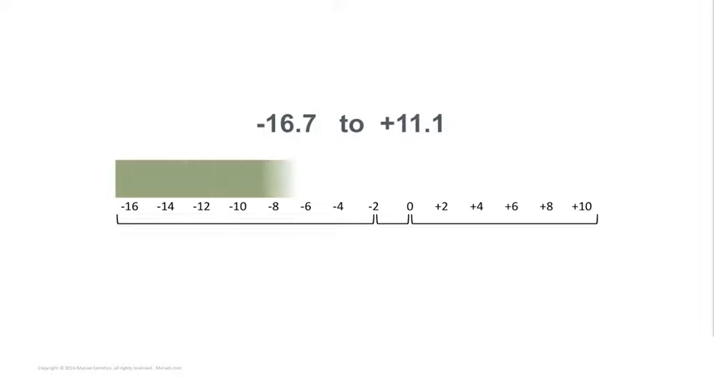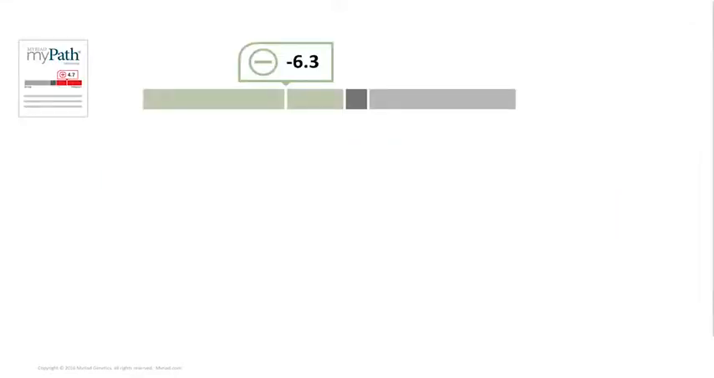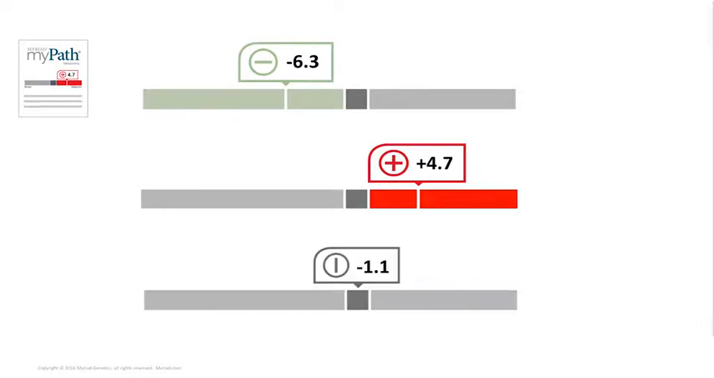The scale has 3 distinct zones defined by empirically derived threshold values. Scores of -16.7 through -2.1 are classified as benign. Scores of 0.0 through +11.1 are classified as malignant, and scores of -2.0 to -0.1 are classified as indeterminate. The myPath report simply shows the numerical score and its corresponding diagnostic classification as benign, malignant, or indeterminate. There is no interpretation within the context of histopathologic findings or any other subjective analysis involved.